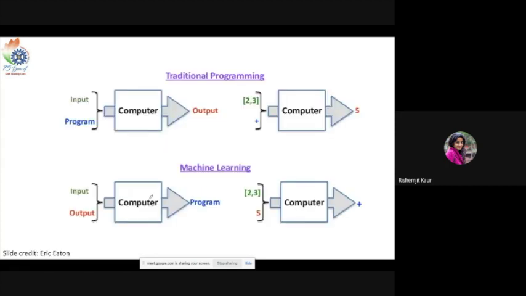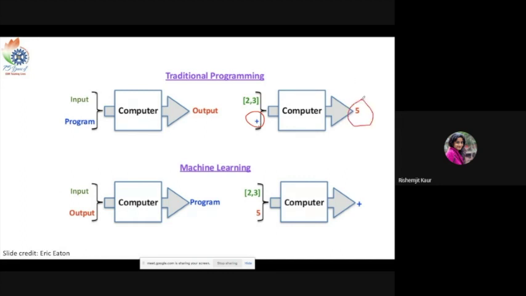So in general, we have been talking about programming, right? So how is it different from traditional programming, and how is machine learning different? If you look here, in traditional programming, we have certain input, we have a program, and then we get a certain output. What does it mean? For example, our inputs here are two integers, 2 and 3. Our program tells us that we need to perform an addition function over them. Then what will be our output? It will be 5, right?